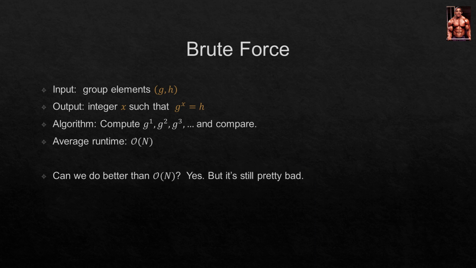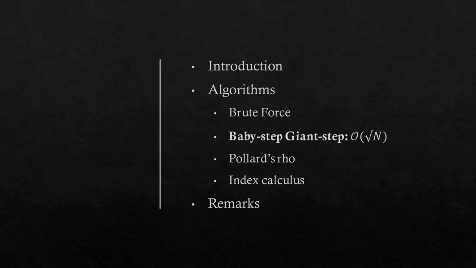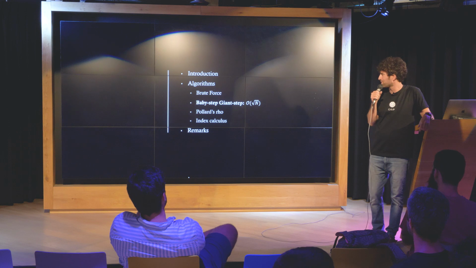And the answer is yes, we can do better than O of n, but not much better than O of n. We can do O of square root n, and we can do slightly better than that, but not more than that, and I guess that's a good thing. And so I'm going to describe the next 3 more sophisticated algorithms, I guess.